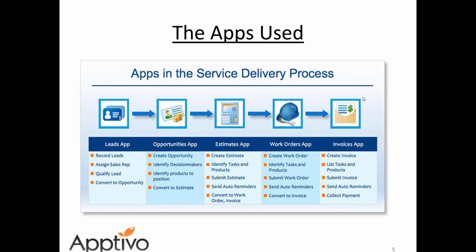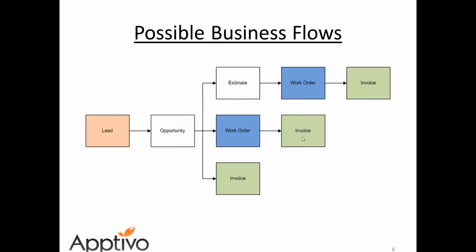You could start off just using work orders and invoices. You could just use leads. You can choose any combination of these. Now, like I said, there's some flexibility in the flows. I just showed you the standard lead to invoice flow if you went through the entire process.